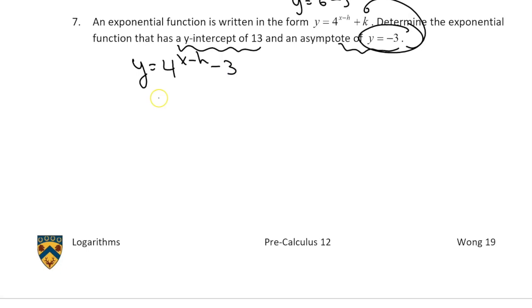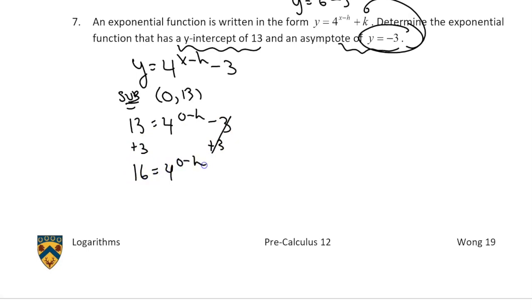And if they give us the y-intercept of 13, they're telling us that we have the point (0, 13), and we could sub that in for x and y. So it would be 13 equals 4 to the power of 0 minus h subtract 3. And we can now solve for h. Let's add 3 onto the other side. 16 equals 4 to the 0 minus h. Let's write 16 as a power of 4. 4 squared equals 4 to the negative h, which means that 2 equals negative h, which means that h equals negative 2.